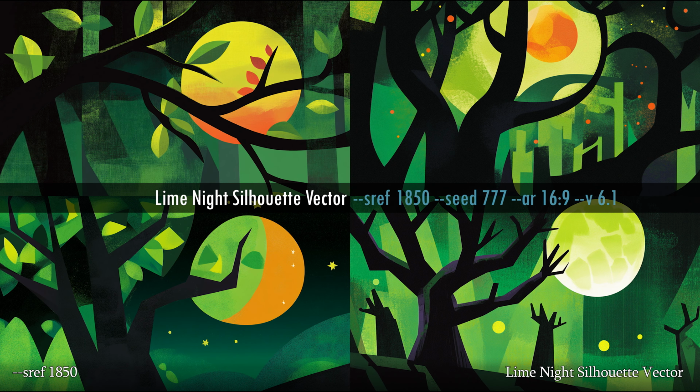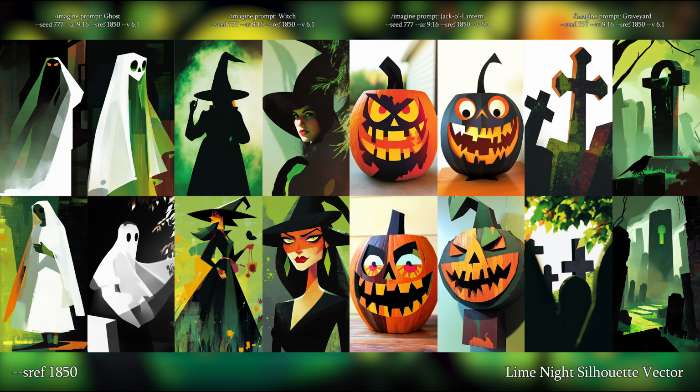1850. Lime Night Silhouette Vector. This was dark, had moons and some really bright contrasting colors. It's sort of like a blocky cartoon style. Maybe not my personal favorite, but it might be a favorite for someone else.